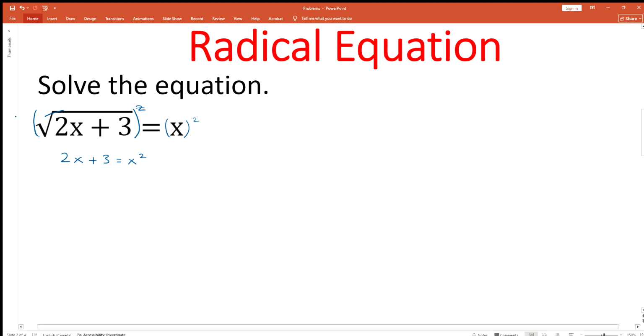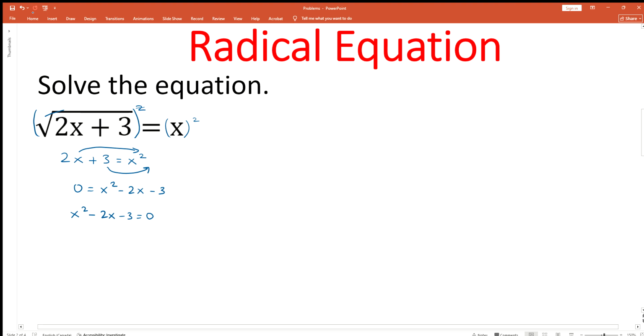We should move all terms to one side of the equation and set the equation equal to 0. We can move 2x and 3 to the right side of the equation. They'll become negative 2x and negative 3. So we get 0 equals x squared minus 2x minus 3. We can rewrite it as x squared minus 2x minus 3 equals 0.